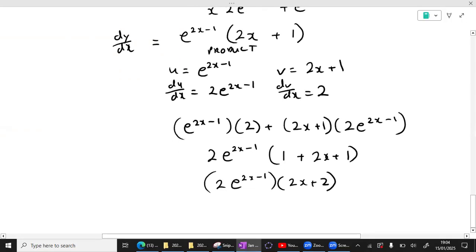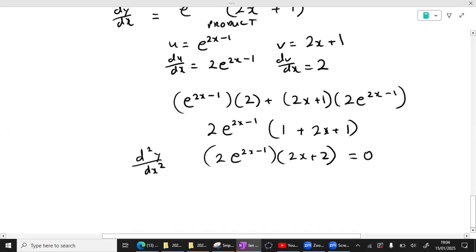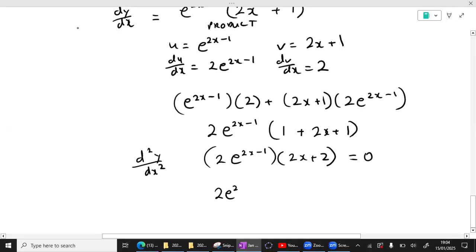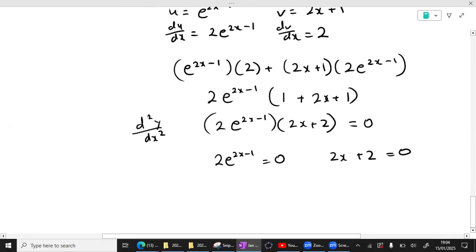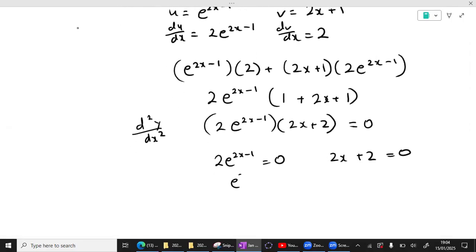Now, to get my actual point of inflection, this is my second derivative, d2y/dx squared, and I let that equal 0. So that means my 2e to the power of 2x minus 1 is equal to 0, and so is my 2x plus 2 equal to 0. Here I end up with e to the power of 2x minus 1 is equal to 0, because if I divide the 2 over, that's what it becomes.